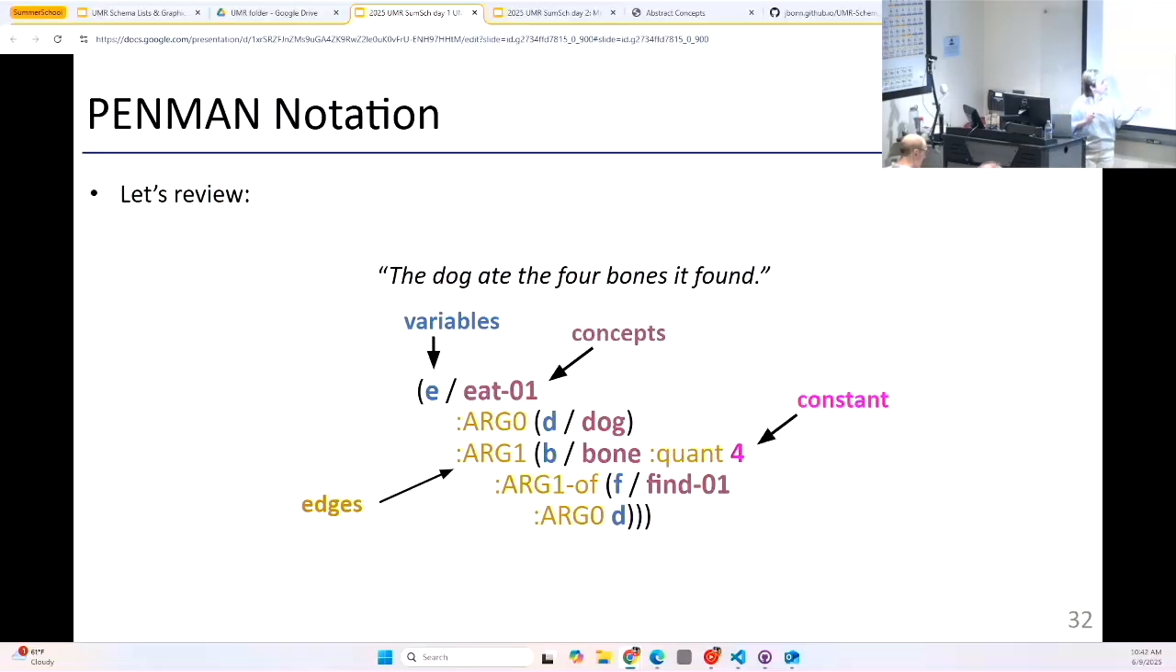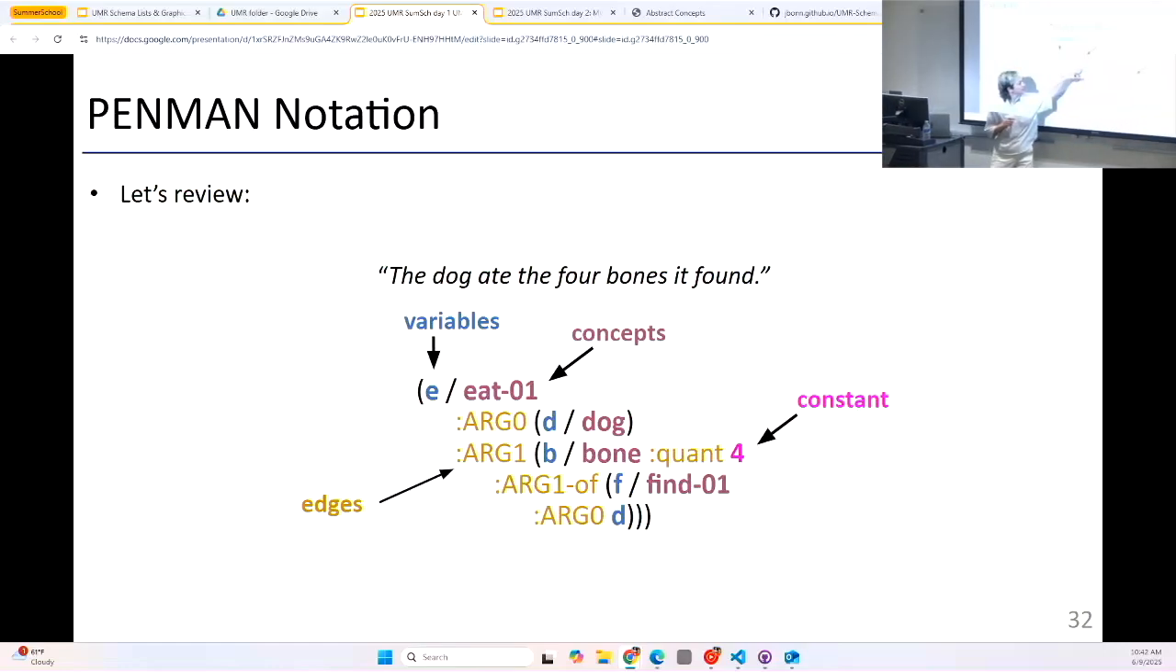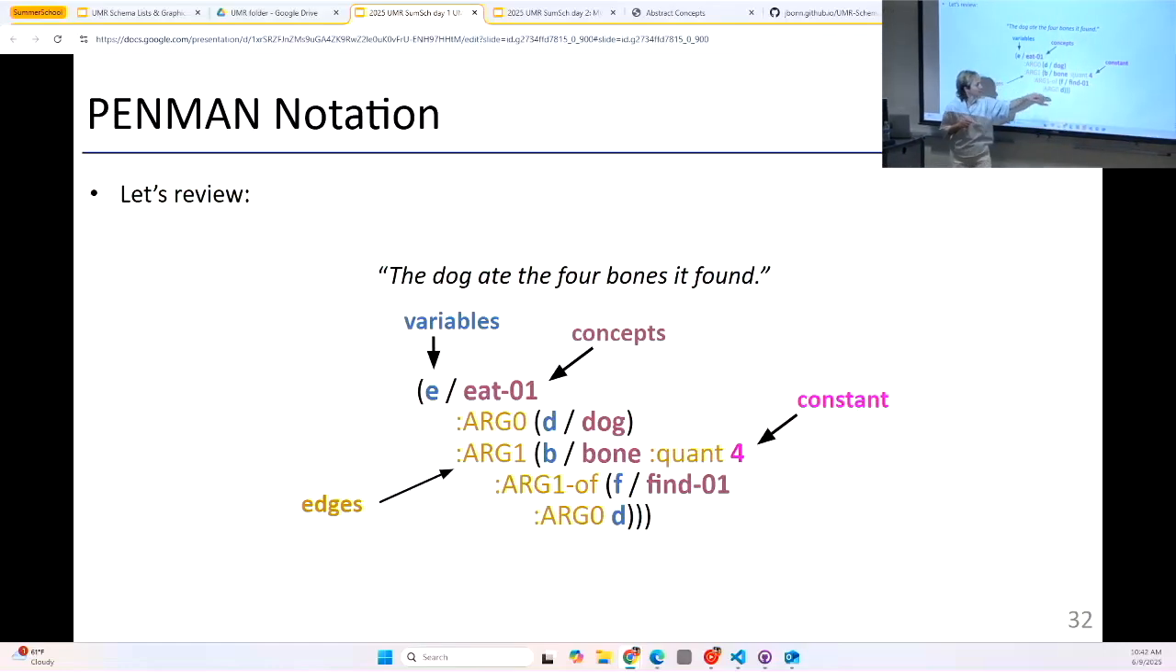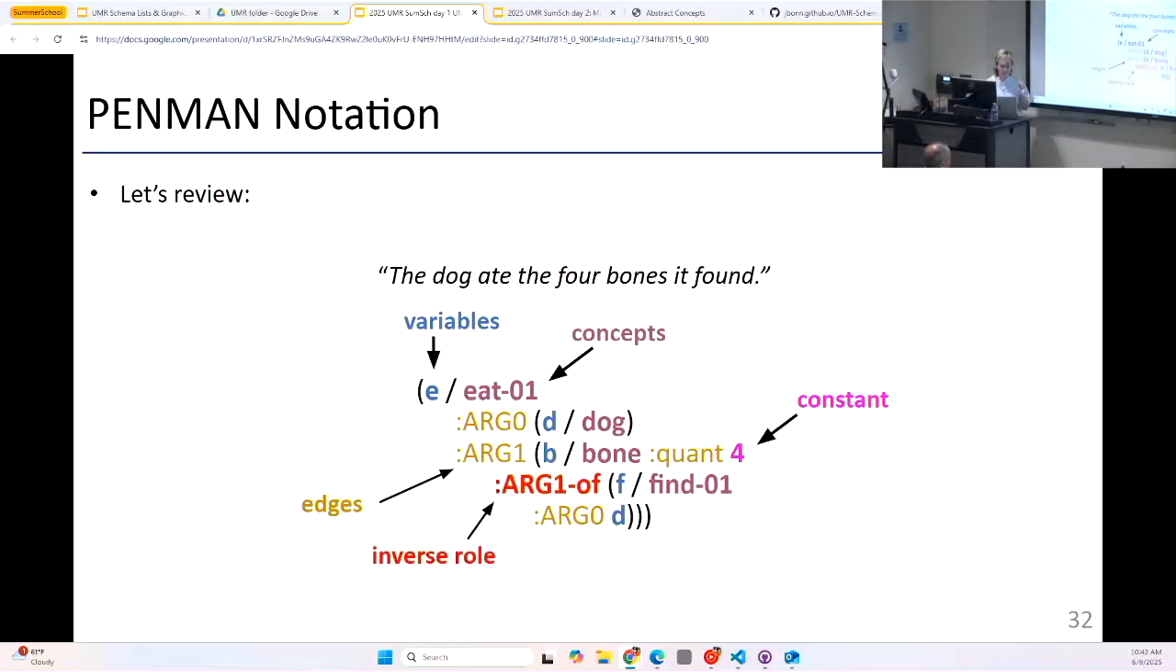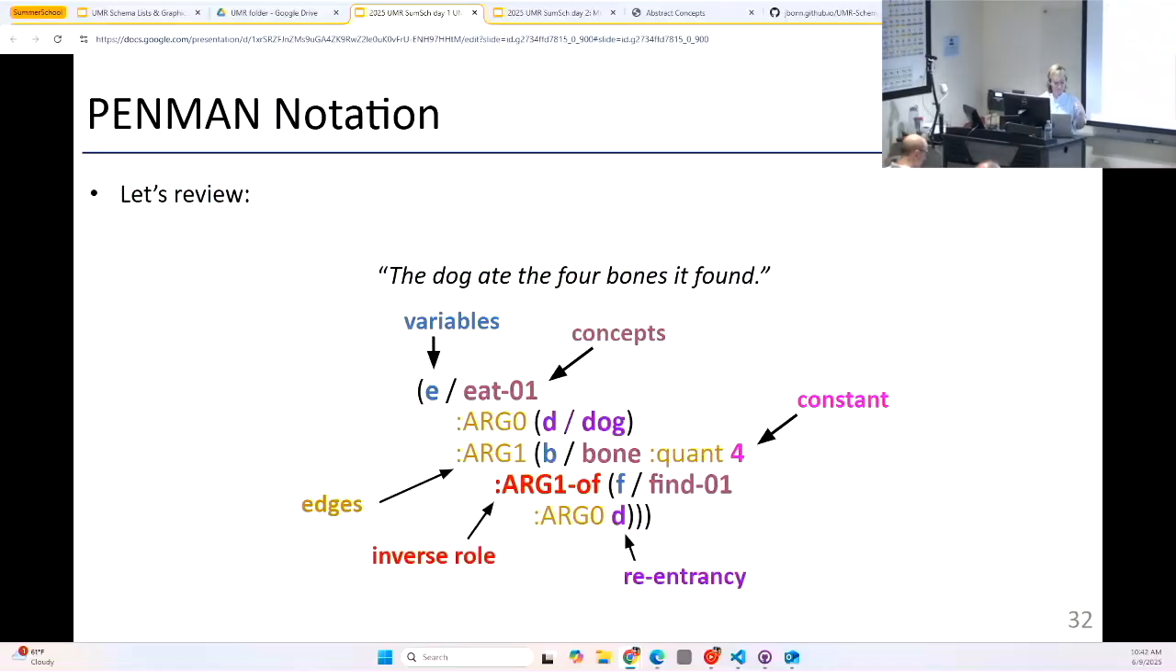Constants, I mentioned this before. Most concepts are in parentheses, but you have a certain special kind that are constants that aren't in quotation marks and are not in parentheses, they're just independent. It's constant. Inverse roles, and reentrancy. Any questions about the general format of Penman?